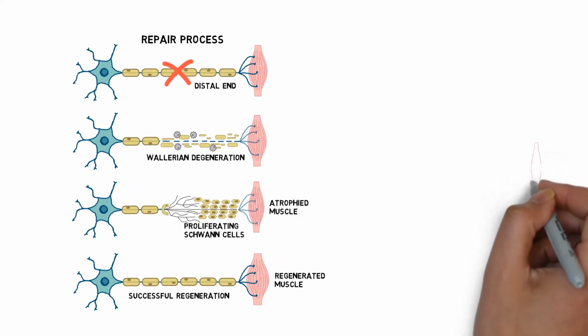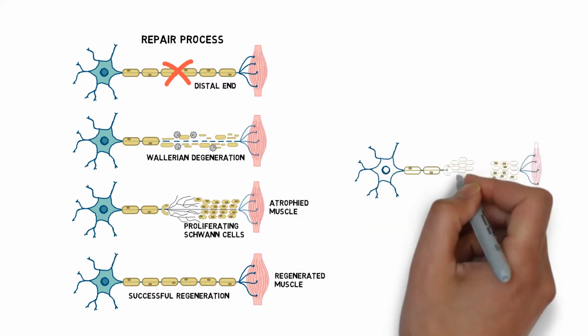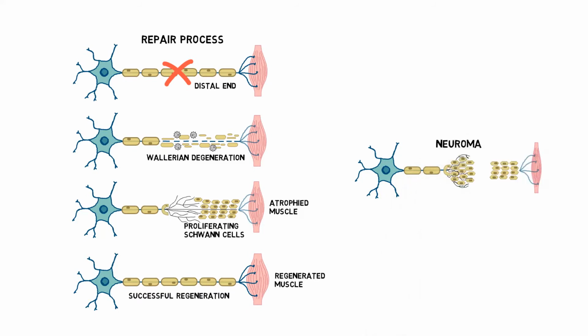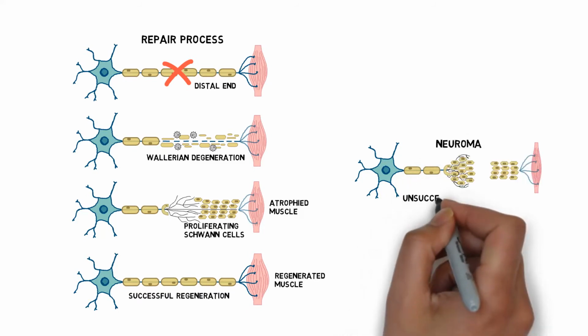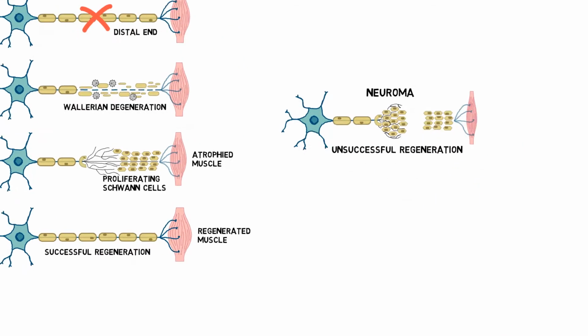Sometimes the growth cone from the stump of the injured nerve becomes tangled up in scar tissue and is blocked from moving toward the target muscle. If this happens, the tangle may form a spherical bulb at the end of the stump known as a neuroma. These can be very painful and may need to be surgically removed.